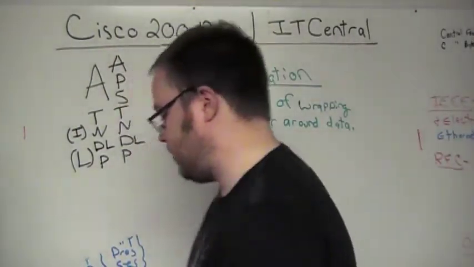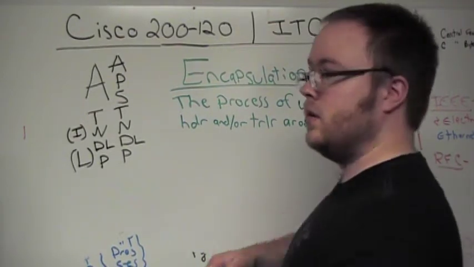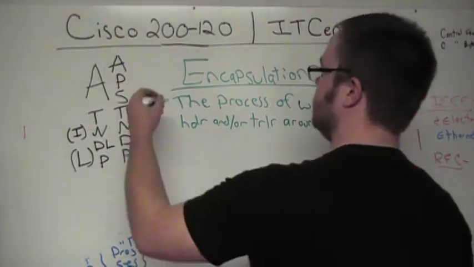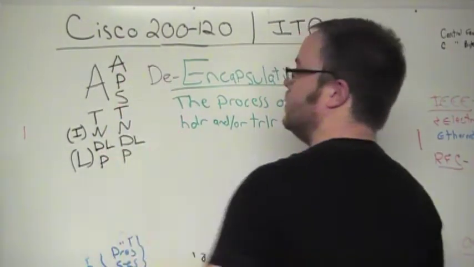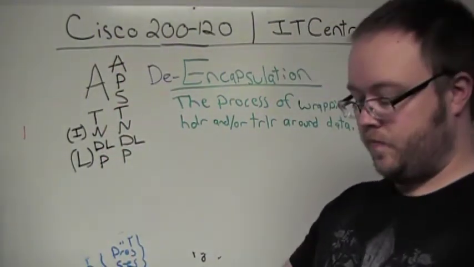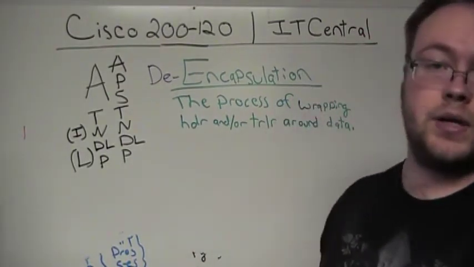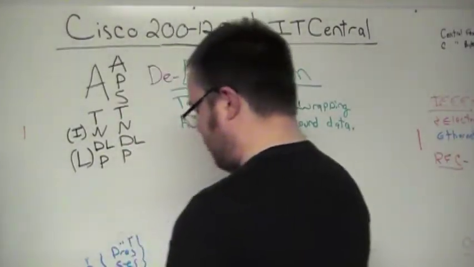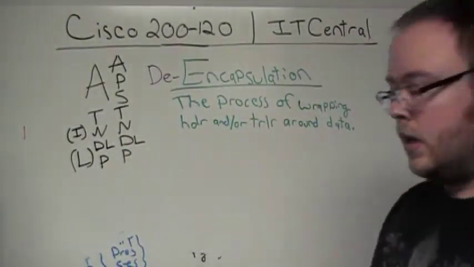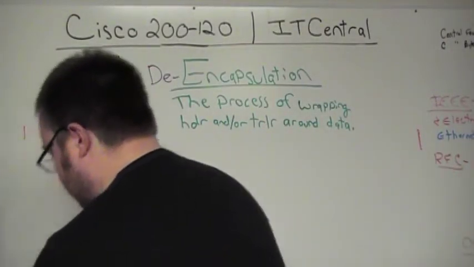And you also have the reverse of that as it gets to the other recipient, be it a person or a system automatically. You have the reverse of that called de-encapsulation, which is really the process of unwrapping the header and/or trailer around the data. And then they go back and forth. So that's the basic synopsis that we're going to talk about real quick.